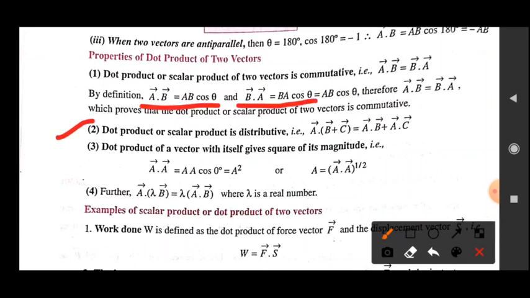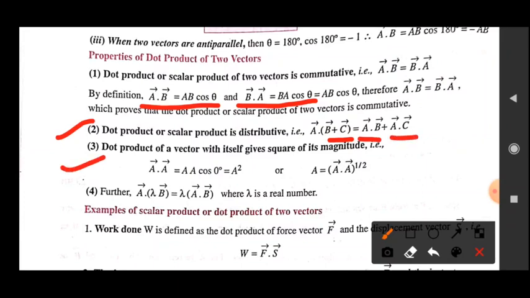Next, the second one: the dot product or scalar product is distributive in nature. So you can distribute the dot product over addition or subtraction. Like you can see here, b plus c is given as an addition, and we are taking the dot product with vector a of this b plus c vector. Then the dot product is distributive over b, and distributive over c.